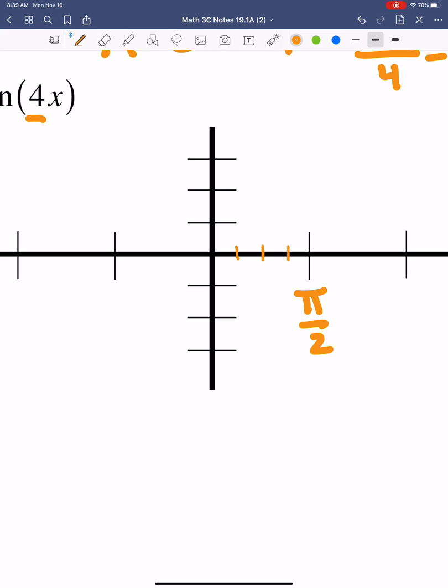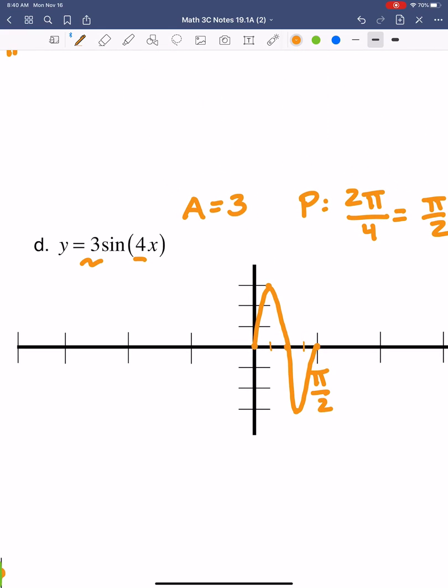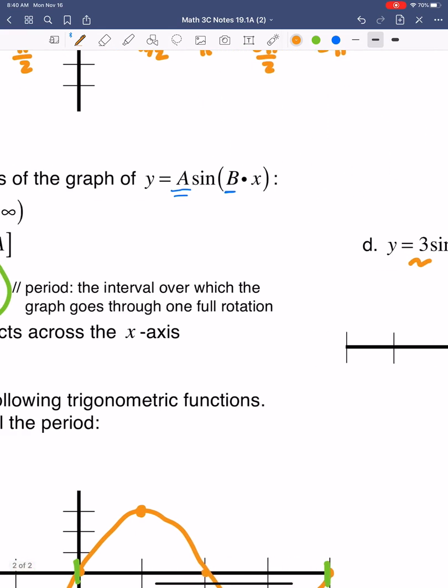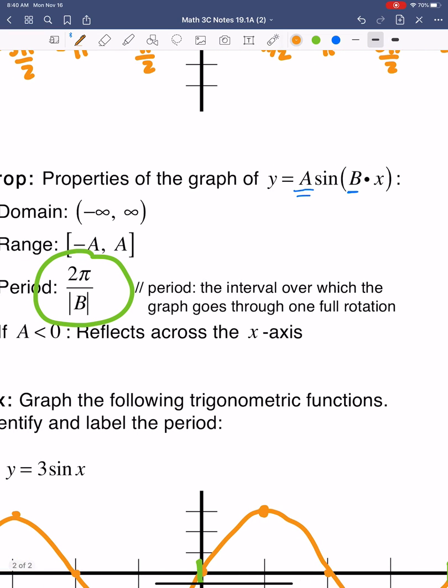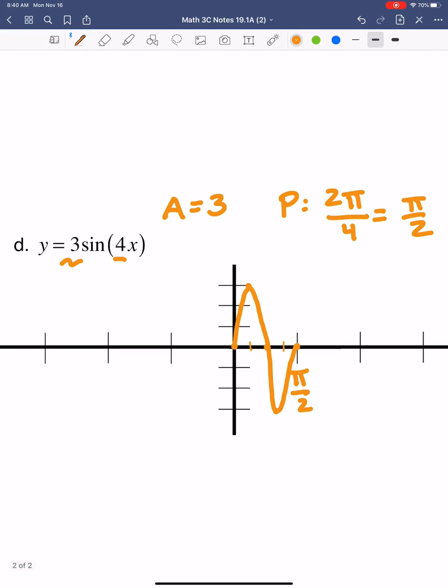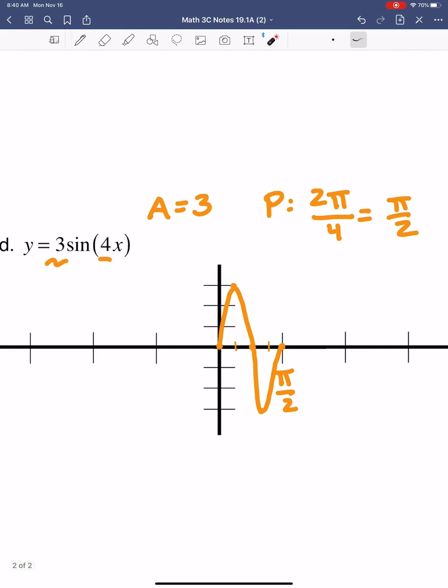So starting at 0. Now, normally we'd just go up to 1 on this first tick mark, but I've got to go all the way up to 3, then back down to 0, down to -3, and then back up to 0. So I'm getting through one full cycle here by the time I hit pi over 2. And that's because my period had changed there, right? That's called the period. The period had changed, and we used this formula for the period, which is 2 pi over b. And our b value in this case was 4, so I did 2 pi over 4, which told me that I've got to get through one full cycle by the time I hit that pi over 2 mark there. So my period is pi over 2.